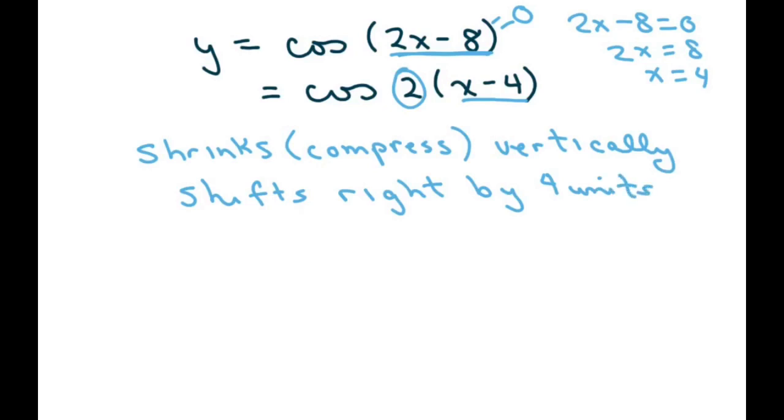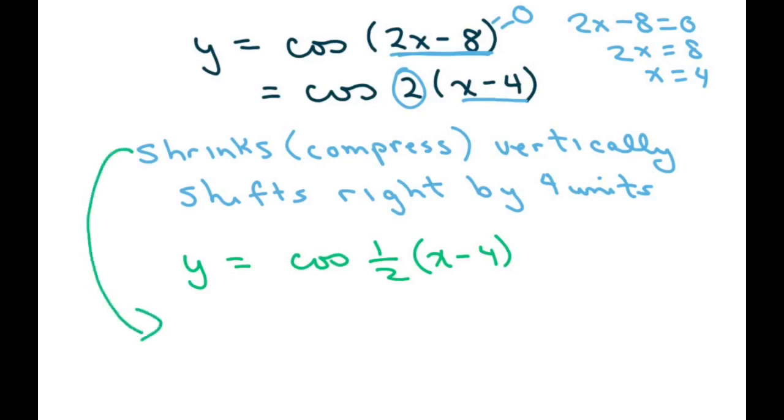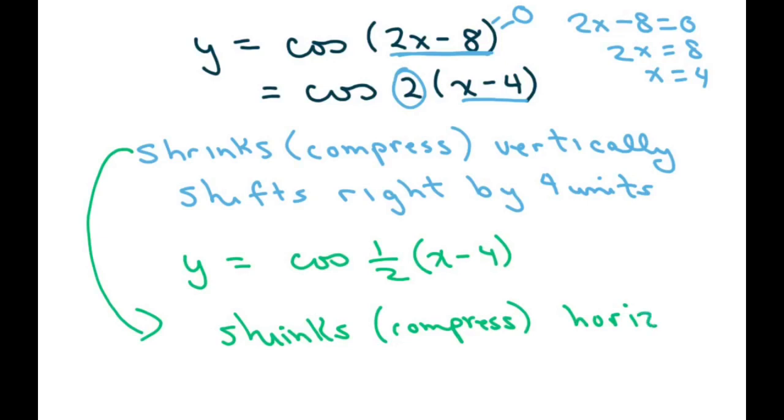Okay, I do want to go over real quick. If this was y equals cosine of, say, 1/2 x minus 4, something like that, that would be, from this, a shrink, or we could say compress, but that would be horizontally. It gets closer to the x horizontally.